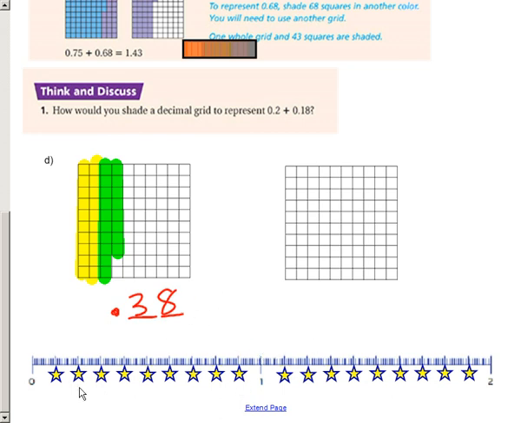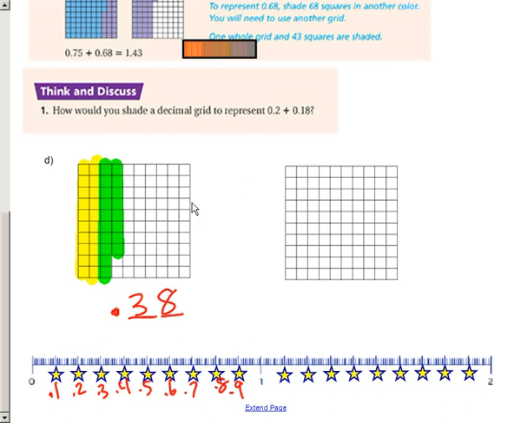I also want to show you quick how you might do this on a number line. So if this is 1, then if I divide that into 10, each of these is a tenth. So this is 1/10 on my number line. This is 2/10. This is 3/10, 4/10, 5/10, 6, 7, 8, and 9. Then this would be 1 and 1/10, 1 and 2/10, etc., all the way to 2.